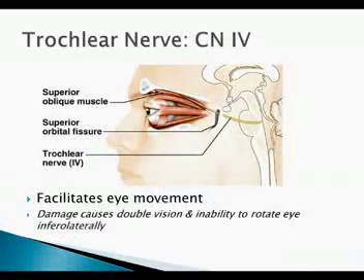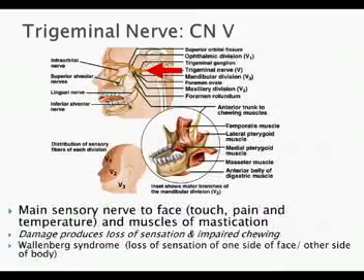Okay, the trochlear nerve, another nerve that's passing through the superior orbital fissure, and again, we're dealing with eye movement. So the trochlear nerve, CN4, again, dealing with eye movement.